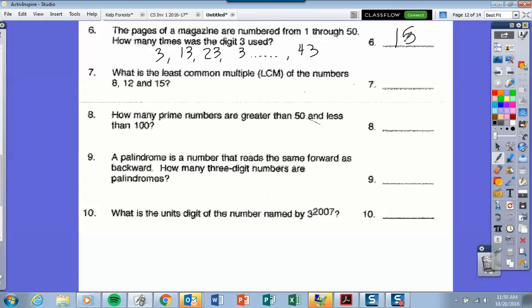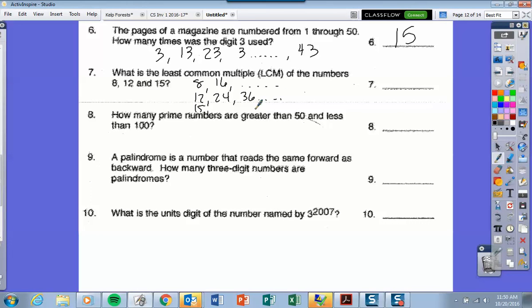What is the least common multiple of the numbers 8, 12, and 15? Well, to find my least common multiple, we're going to list out the multiples of each of them. And so we have 8, 16, and so forth. I have 12, 24, 36, and so forth, 15, and so forth.